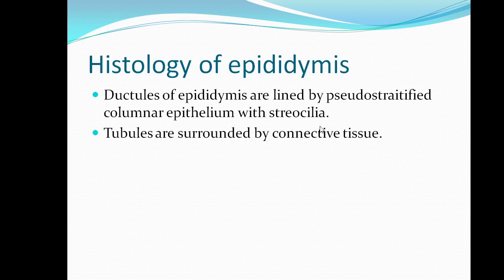Histology of epididymis. The epididymis consists of ductules. They are lined by pseudo-stratified columnar epithelium with the stereocilia forming the brush border. The tubules are surrounded by connective tissue.